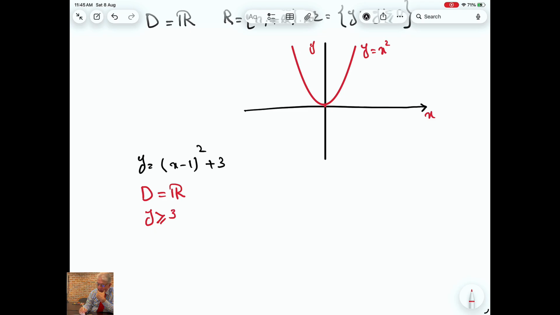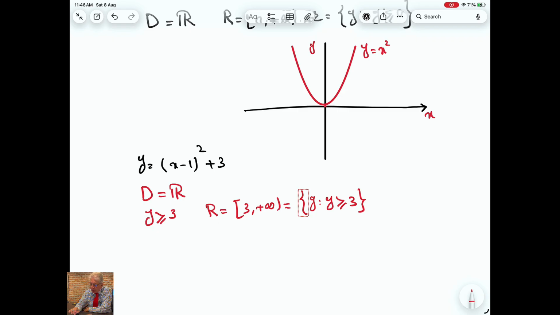Or you can write it, the range is a set, therefore you have to write set notation: 3 to plus infinity. You know that this kind of bracket means 3 is included, and this bracket means infinity is not included. For sure, infinity is not a number, you cannot include it. Or you can say y such that y is more than or equal to 3. So this is the range of this function.